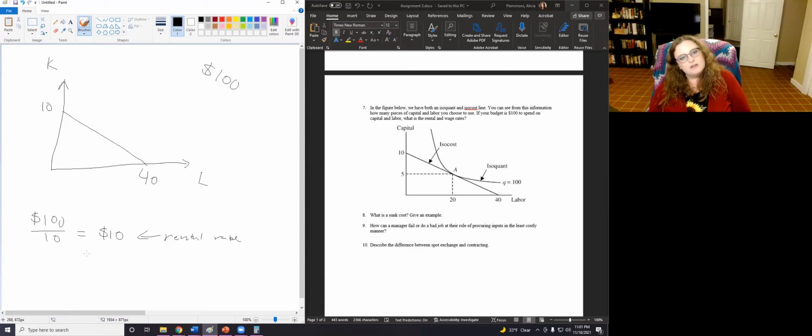On the other hand, let's look at the wage rate. If we only spend money on workers, the maximum amount that we can afford is 40 workers. So that means if we spend this $100 on the 40 workers, this is $2.50. This is going to be our wage rate. That's all I wanted for this iso cost.